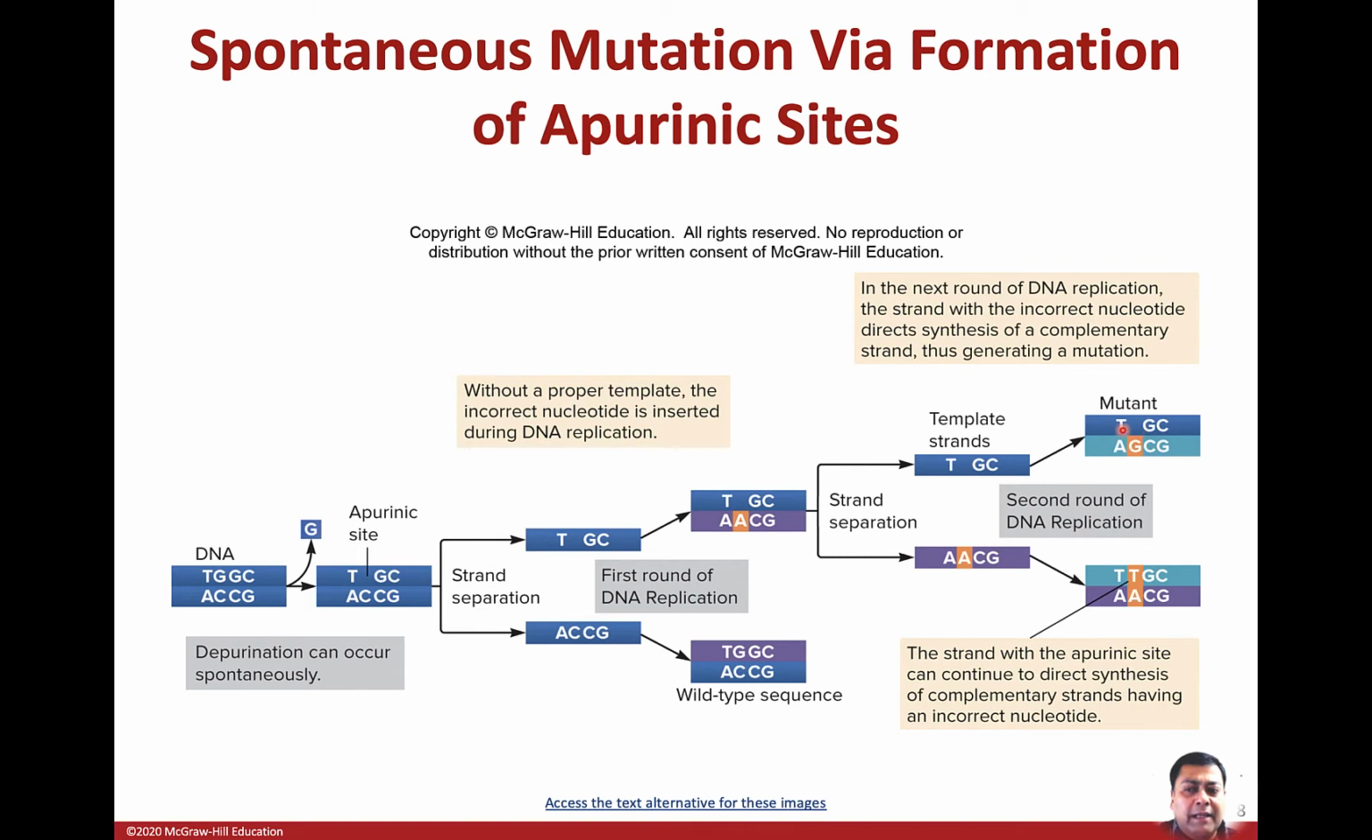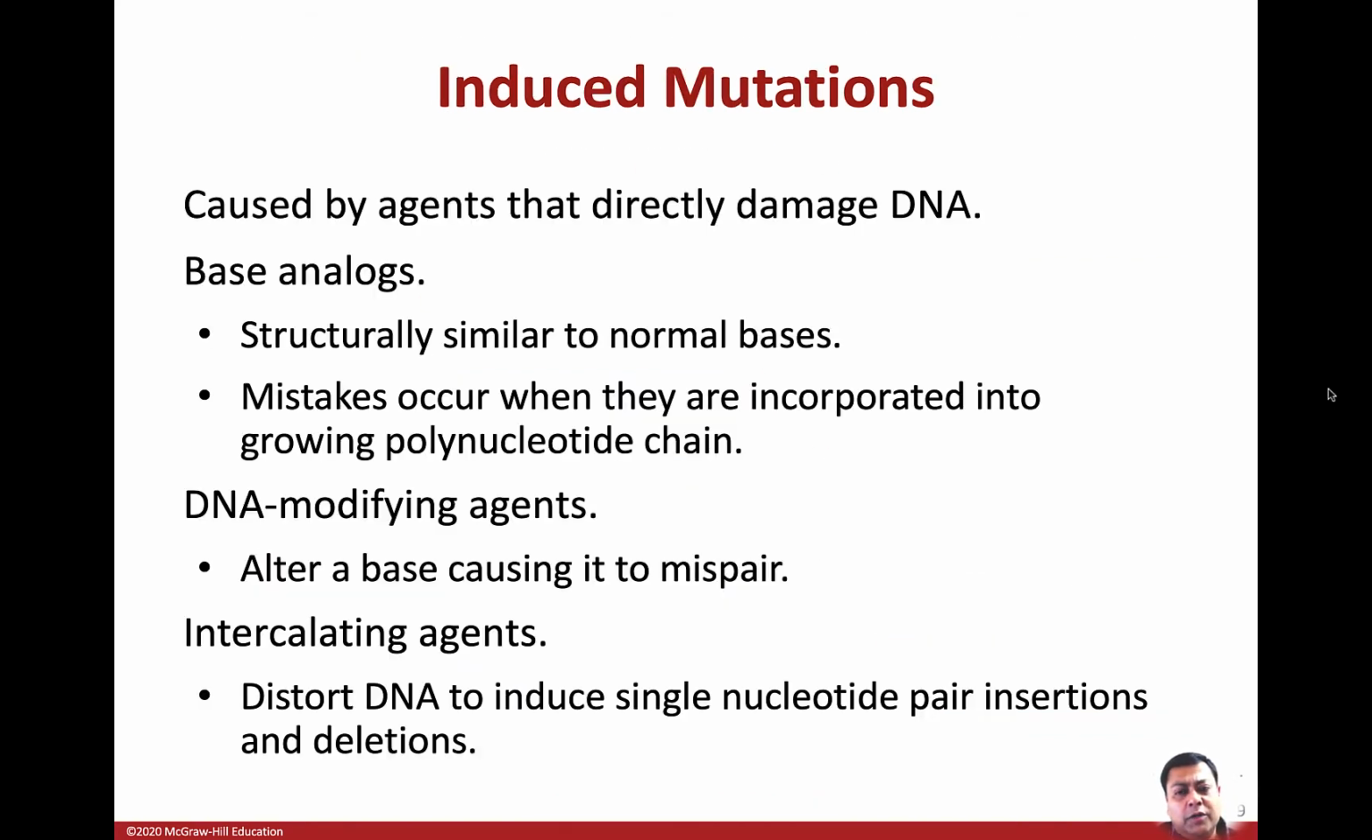Here you will have a TCGC. So here it was TGGC, and here it will have a TCGC in the next round. So this will be an incorrect incorporation of a nucleotide generating a mutation. So these are some of the problems that can happen, which is the random depurination of a site in the nucleotides. So now we are looking at the induced mutation, and these are caused by agents that directly damage DNA.